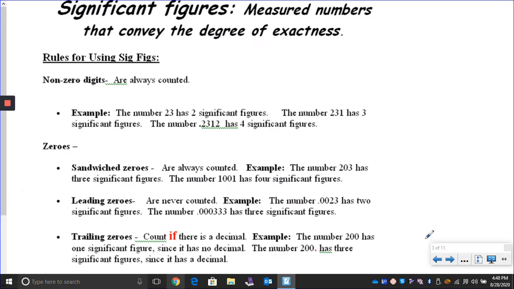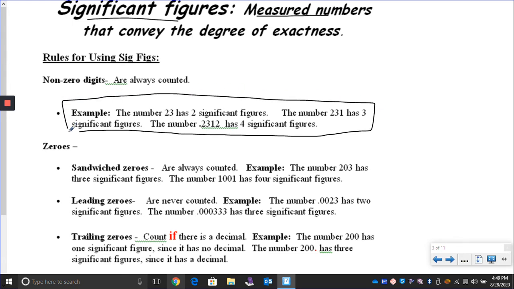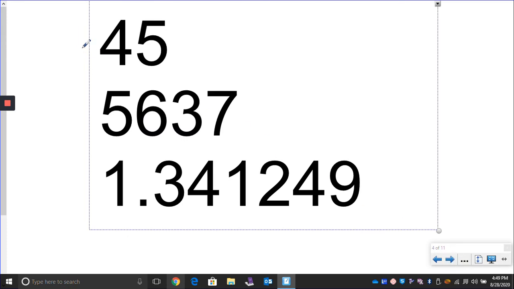So there are rules when we see a number or a measurement to tell us how important it is and what's significant in the measurement and what's not. Sig figs tell you how precise your measurement is, how precise your numbers are. And there are going to be 4 major rules we use. The first rule is that any number that is not a 0 is significant. What does that mean? Well, the number 45 has 2 significant figures.